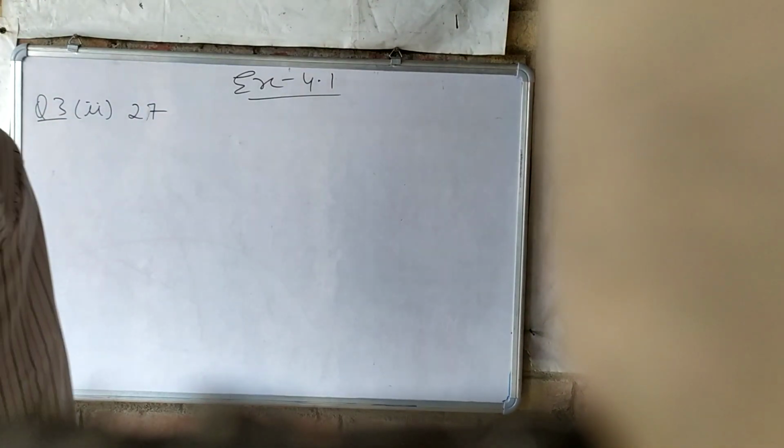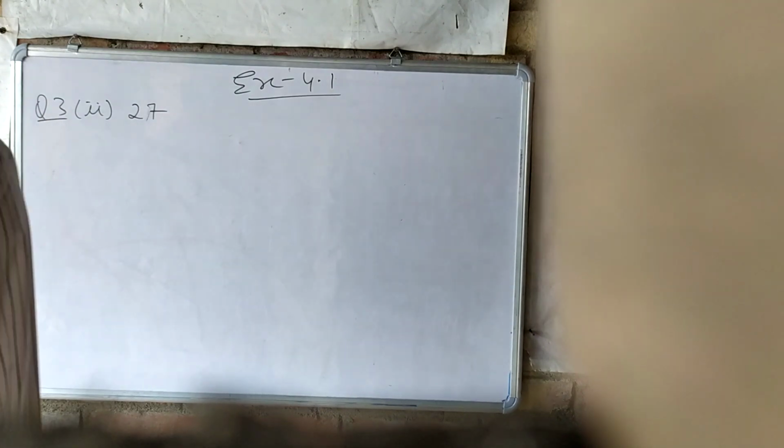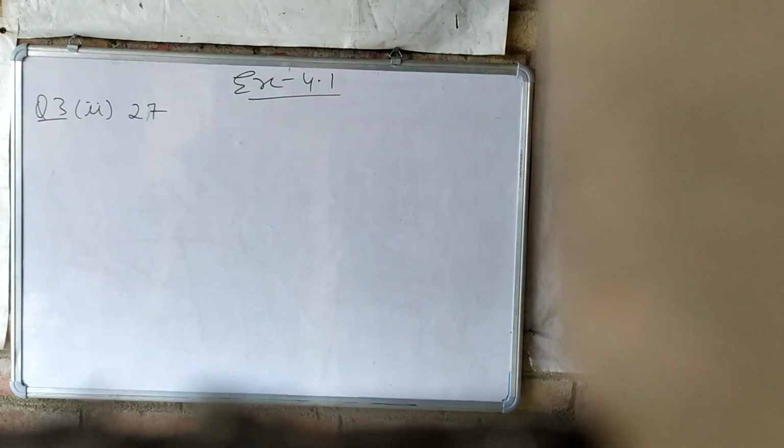It is 27. What we have to do? We have to write the factors of the number 27. So we will see that this 27 will lie in which table. First we will check in our mind which table 27 will lie in, and that table number will be the factor of 27.